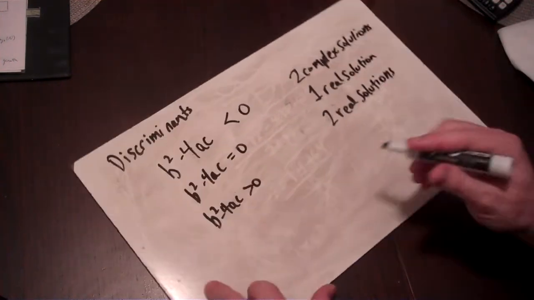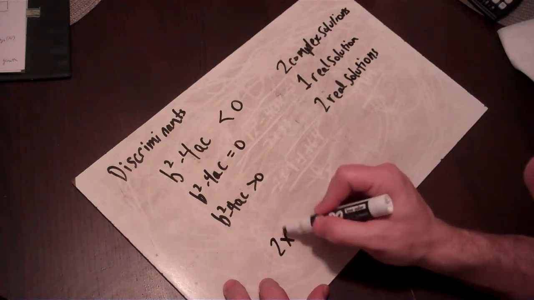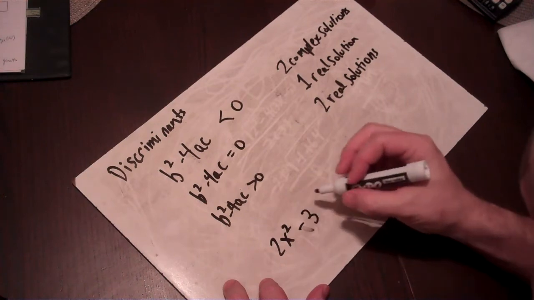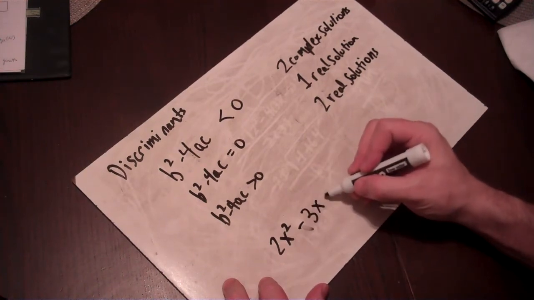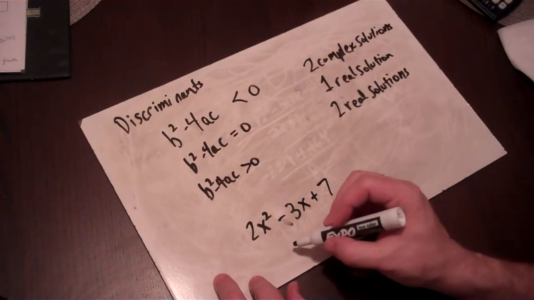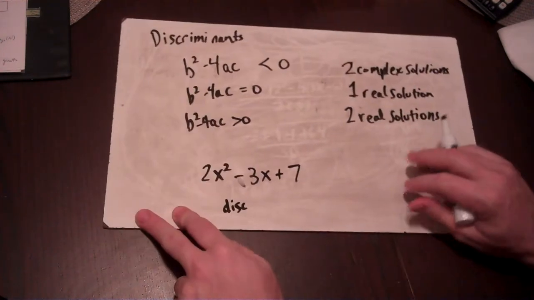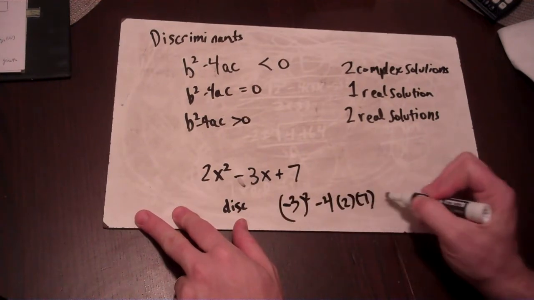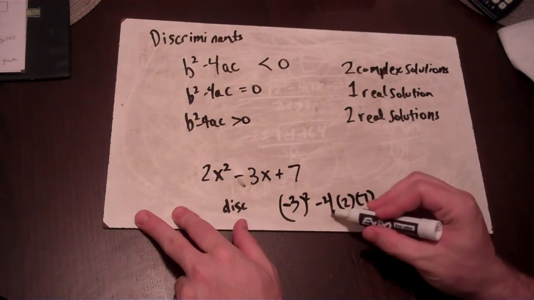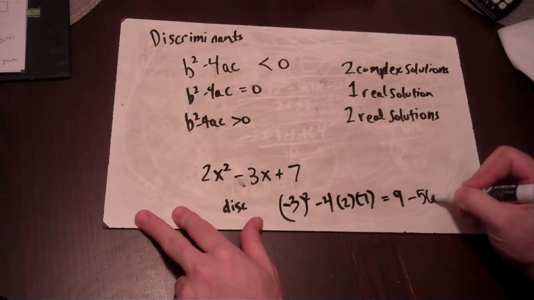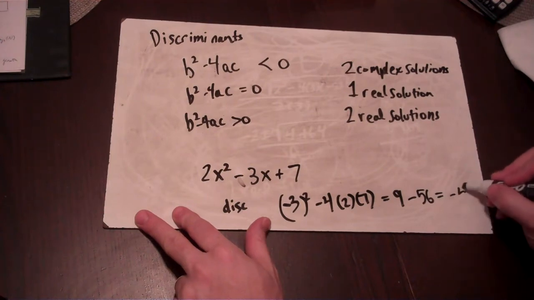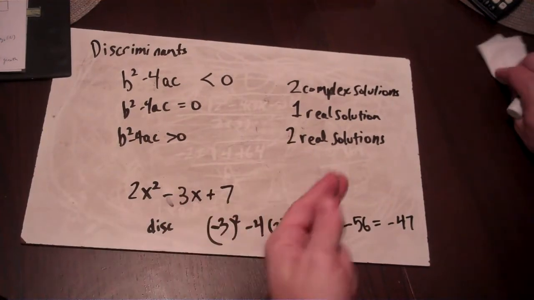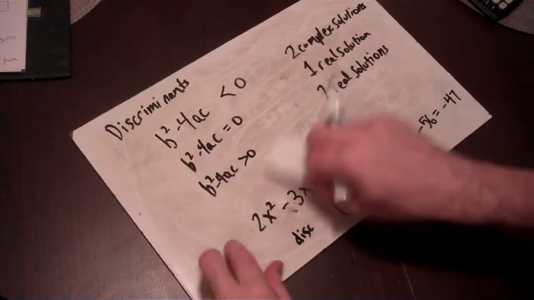So let me show you an example of how we would use this. Suppose that I have 2x squared minus 3x plus 7. The discriminant is going to be b squared, negative 3 squared, minus 4 times a times c, which is equal to 9 minus 4 times 2 is 8 times 7 is 56, which is equal to negative 47. So it would give me two complex solutions based on this discriminant. So before I even go to solve this, I know that I'm going to have two complex solutions.